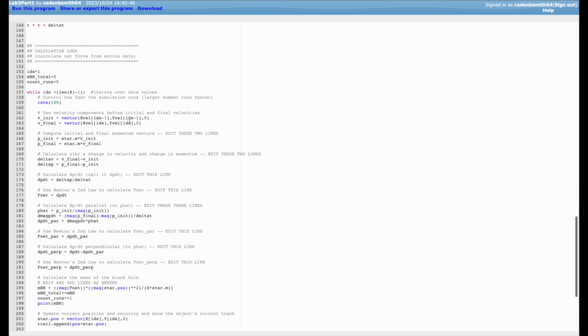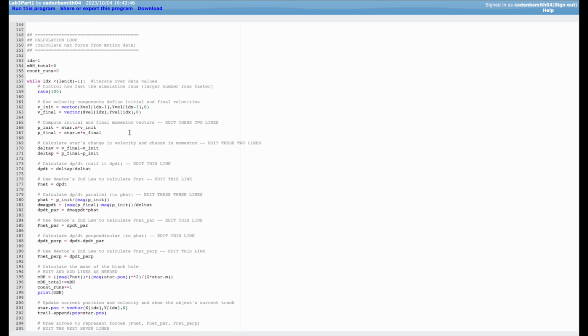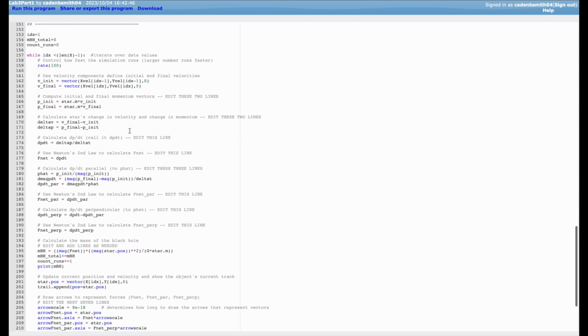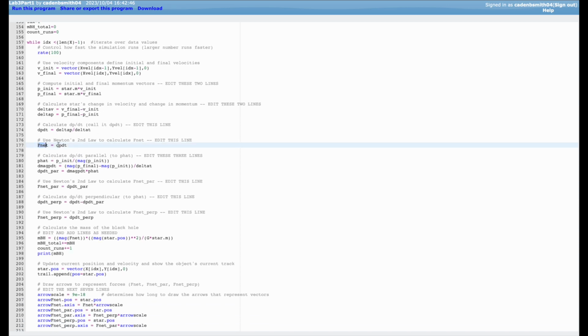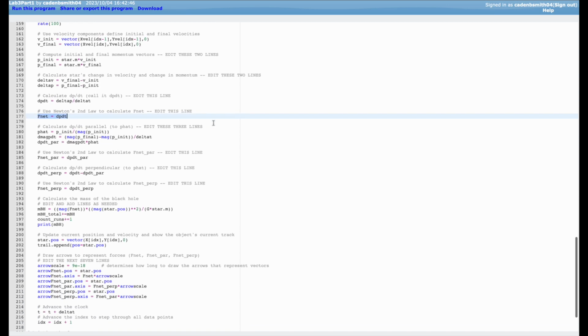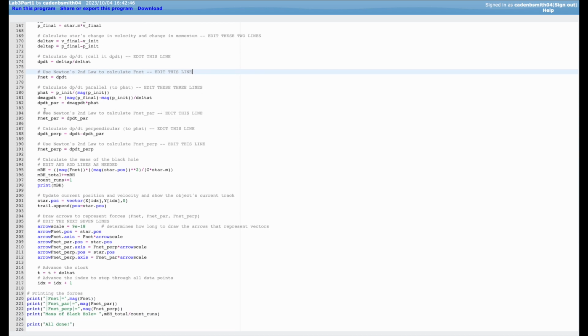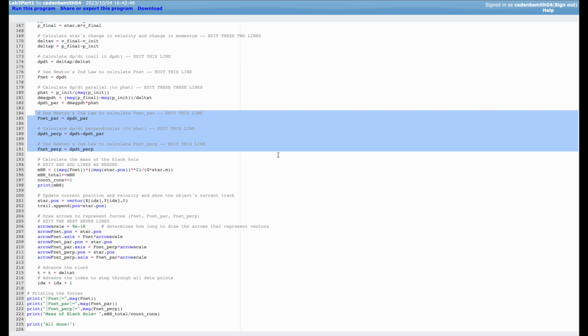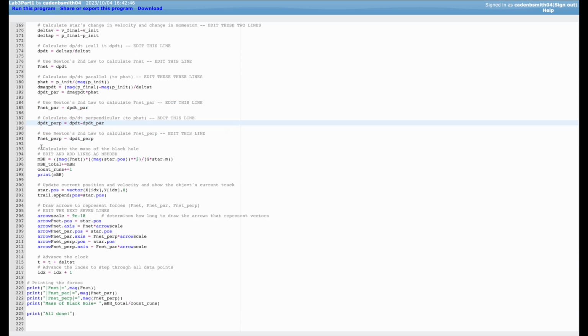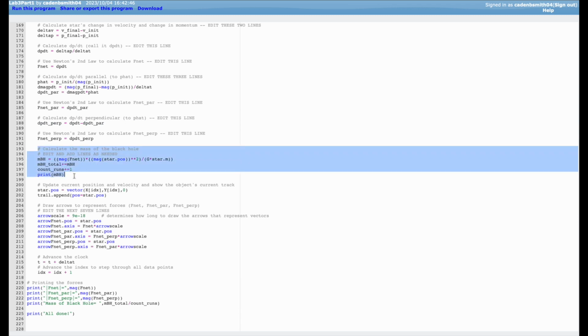Net force is equal to the change of momentum over change of time, which is Newton's second law. And here shows how the change of momentum in each direction, perpendicular and parallel, affects that net force in that direction. And here's how we calculate the mass. We solve for the mass of the black hole using the formula, and then we add up all the total masses we calculate and divide it by the number of runs we did.